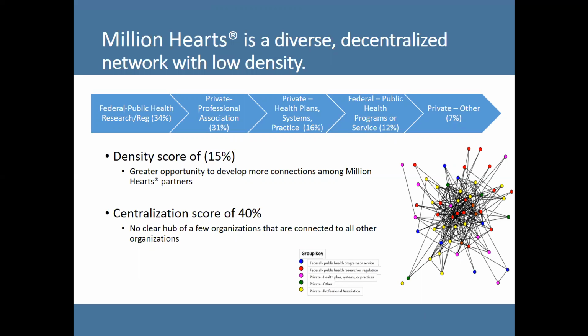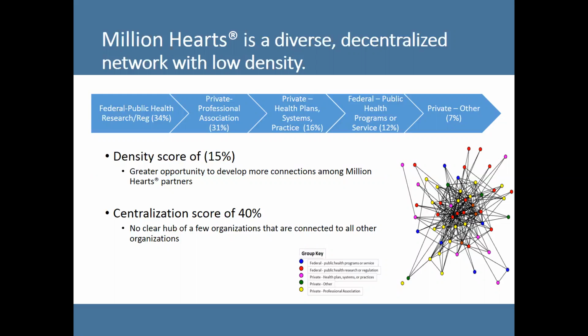What's really interesting is that our response rate was rather high on this network, and because of that we can't really say that the low density score is because we didn't have enough people respond to the survey. We had enough people respond to know that the number of interactions between partners is actually somewhat low.